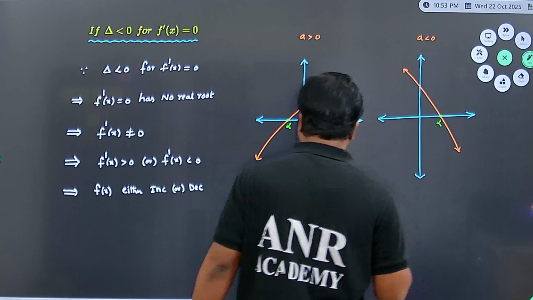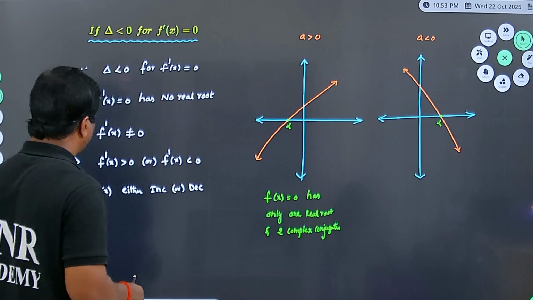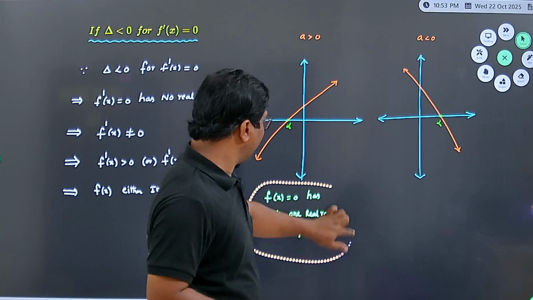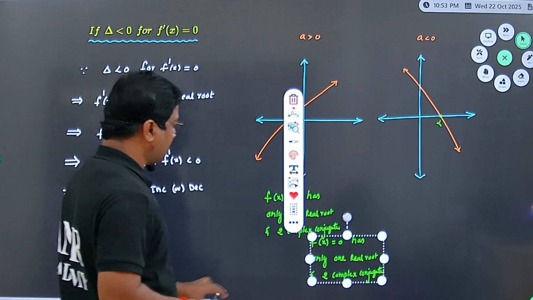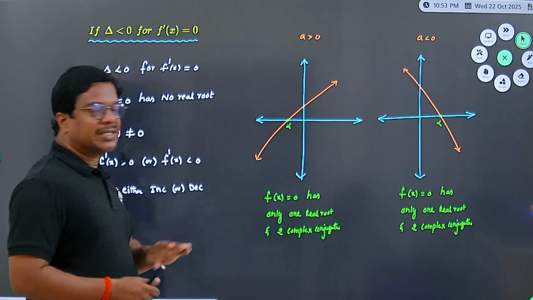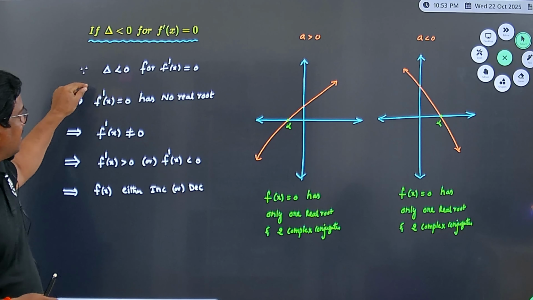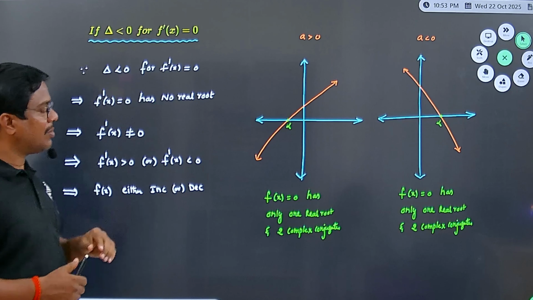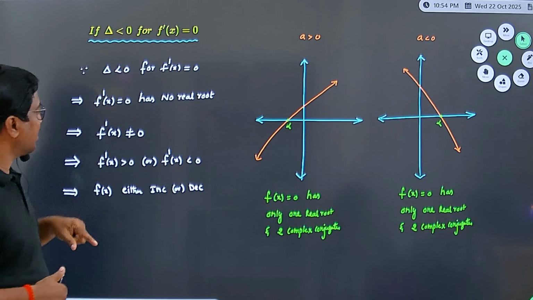The same here, you have to write f of x equal to 0 has only one real root and two complex conjugates. In this case, delta less than 0 implies no real root.